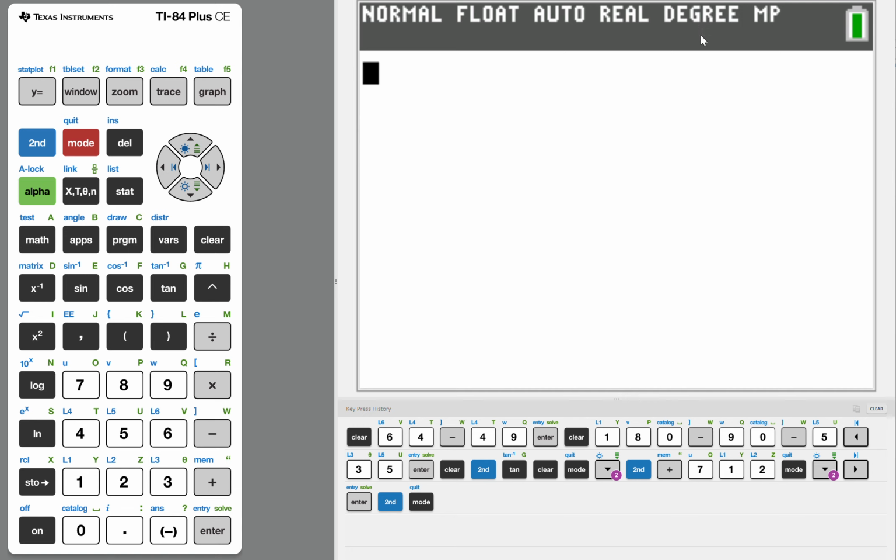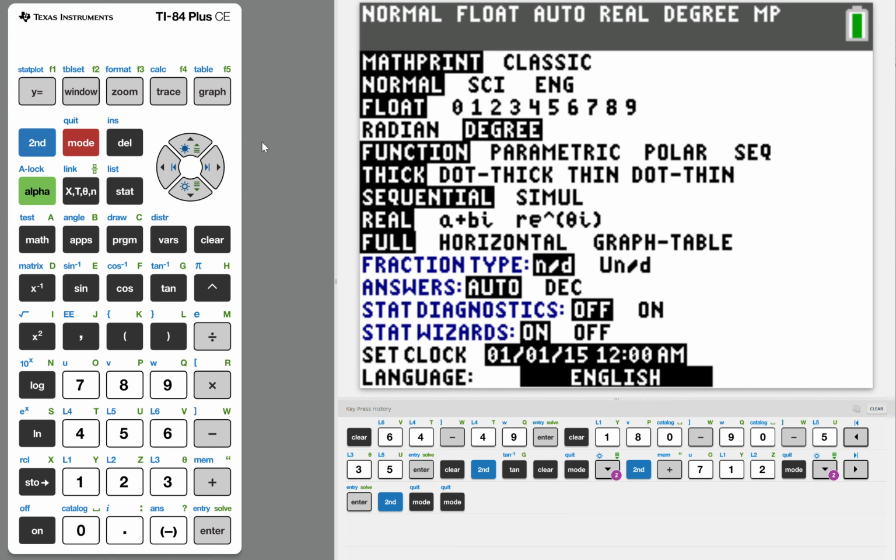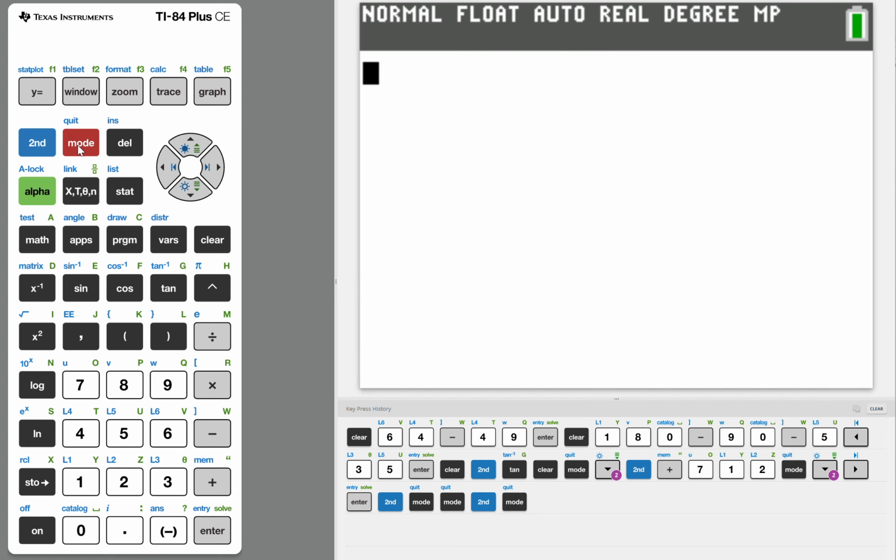If you have an older calculator, it's not going to say degree up here. It doesn't have anything along the top. You just hit mode. Oh, degree, it's highlighted. So I'm good. Then I go back, second function, mode, and quit. That just quits that menu and takes me back here. Again, I'm going to do second function, tangent. That's the inverse tangent.